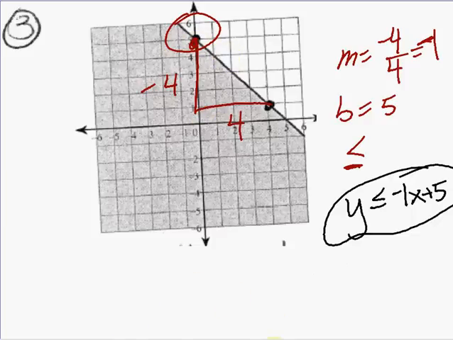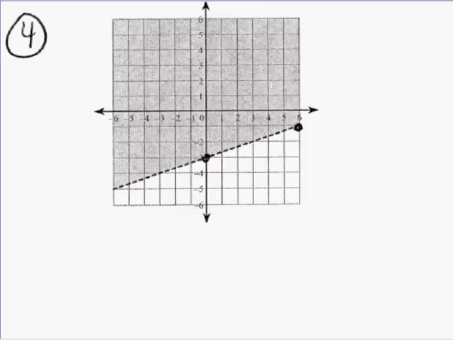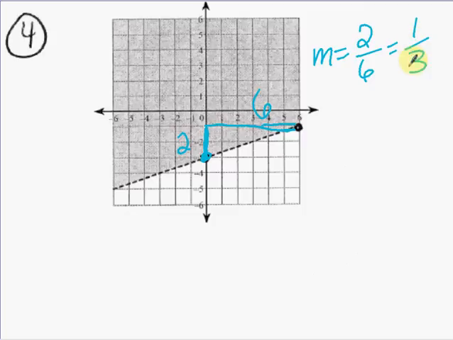Okay, let's do some more. I think we have 2 more on here. Number 4. Alright, we finally have a negative y-intercept. If we start right here, we are going to go up 2. We're going to go over, rise and run, right? Over 6. So the slope is 2 over 6, which is 1 over 3. My y-intercept is right there, that's negative 3.